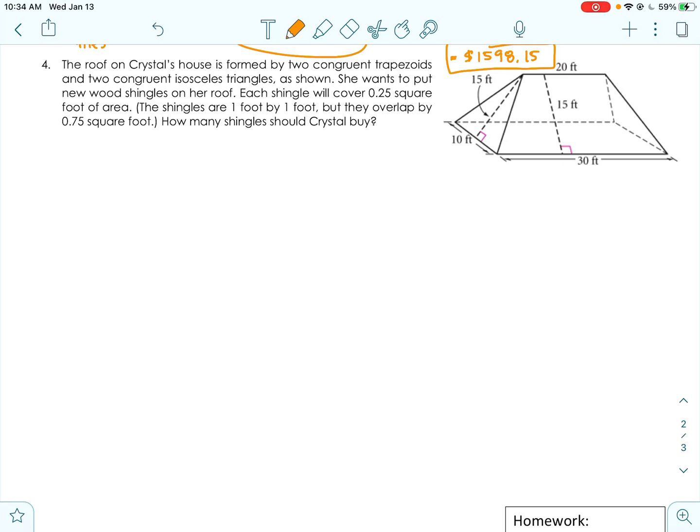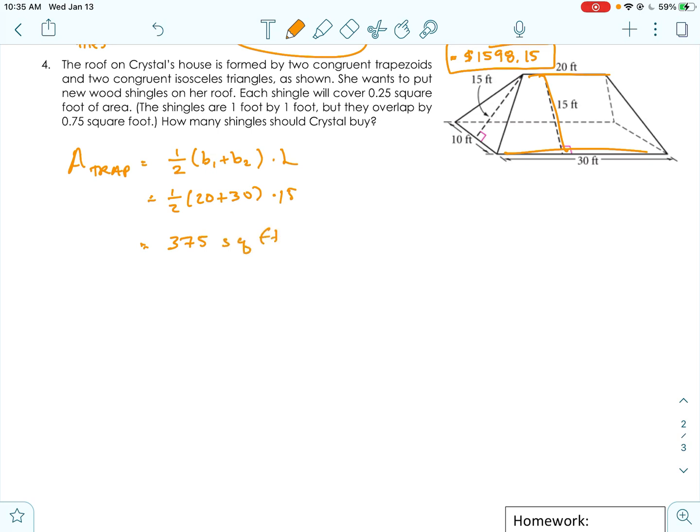So we need to figure out the total area that she needs to cover. She has two trapezoids and two triangles. The area of a trapezoid is equal to 1/2 times base 1 plus base 2 times the height. If we look at this picture, we see that the bases of the trapezoids are 20 and 30 times the height, which is 15. So 20 plus 30 is 50, half of 50 is 25, and 25 times 15 is going to be 375.